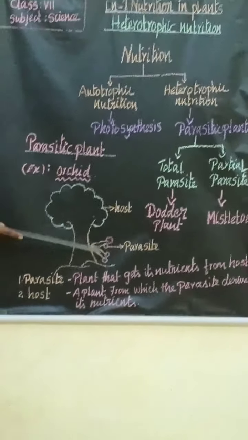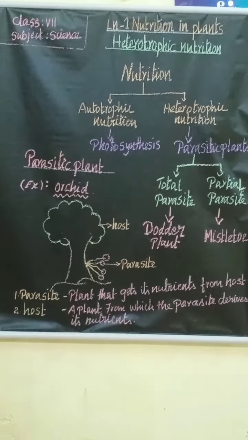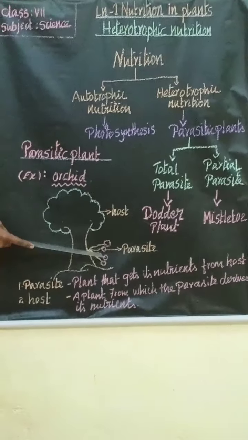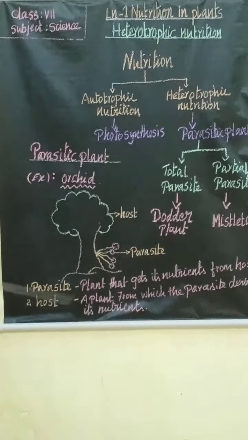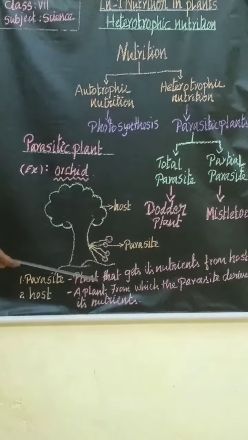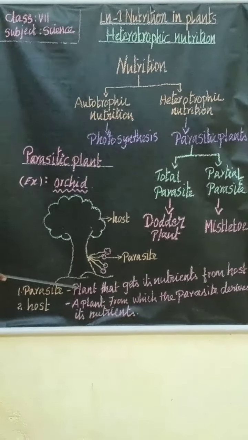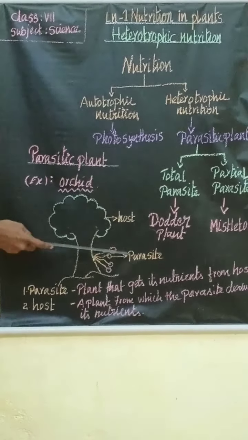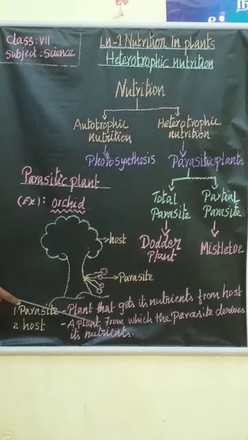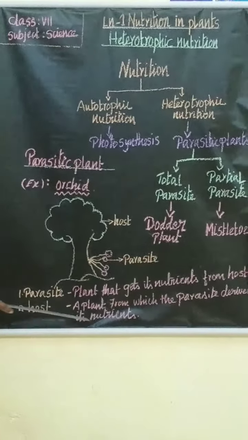See, one plant is growing on another plant. Is it possible? Yes, it is possible. This plant is called parasite. This plant is called host. What is parasite? Parasite is an organism that gets its nutrients from the host, the plant that gets its nutrients from the host. What is host? A plant from which the parasite derives its nutrients.